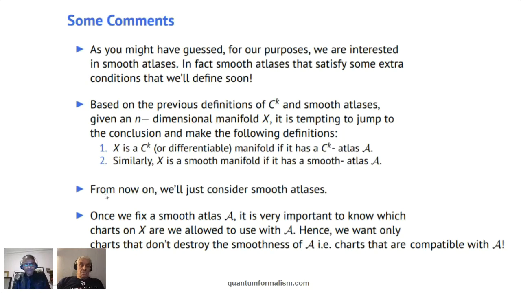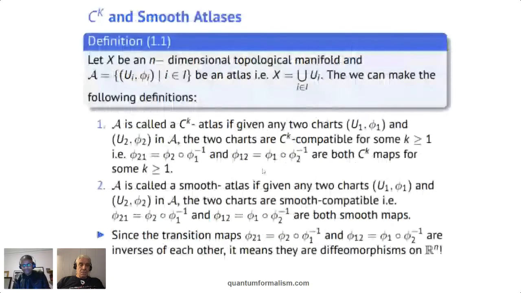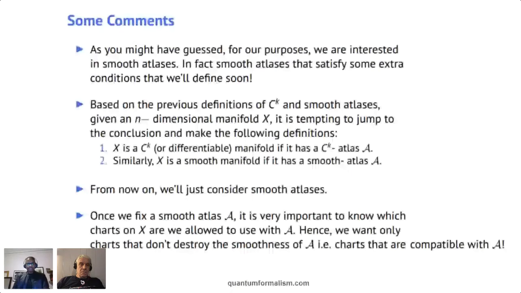So this is where I will make the choice that from now on, we just want smooth atlases, okay? So atlases that satisfy this. But a lot of the definitions can be done with CK also. So as a challenge, you can try to translate some of this to generalize it to CK instead of just sticking to the restriction of smooth cases.